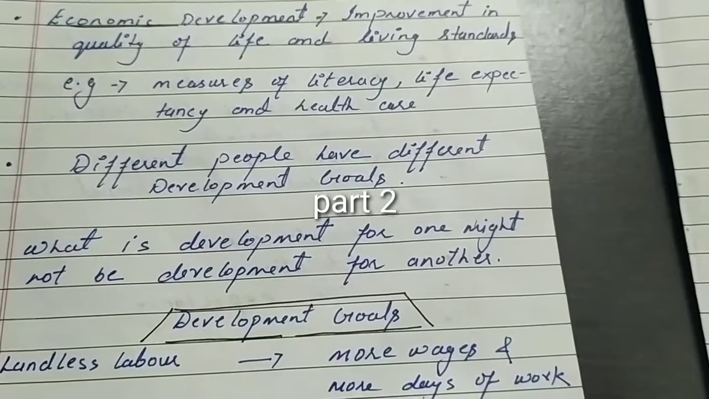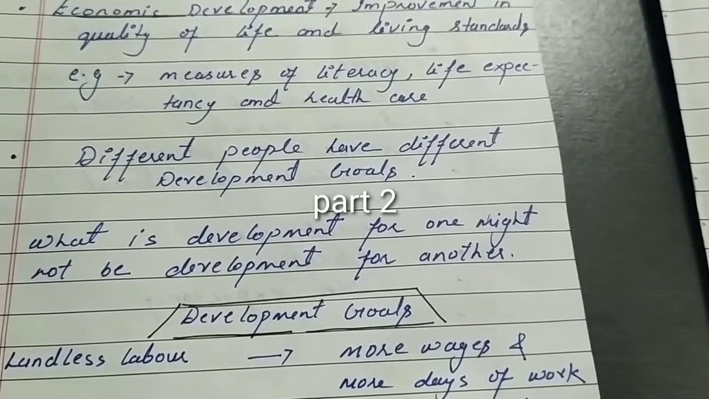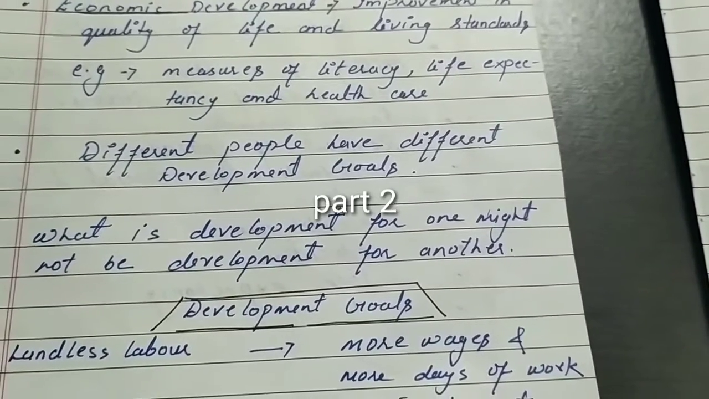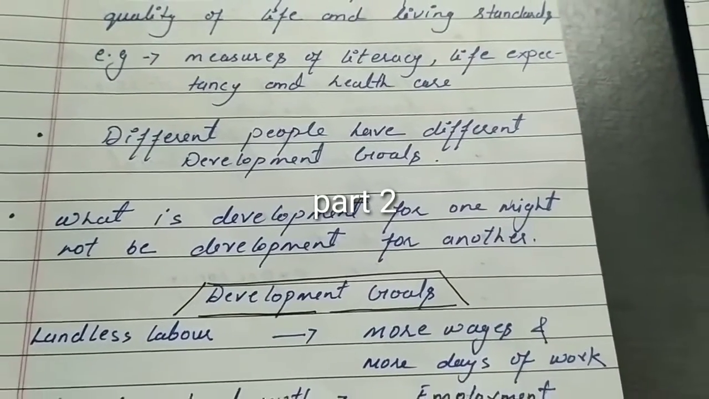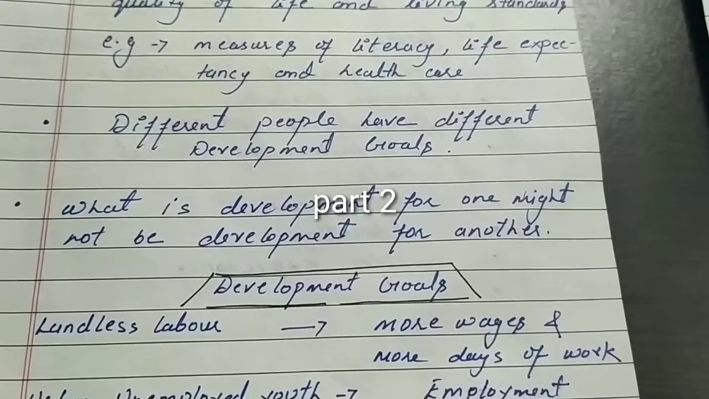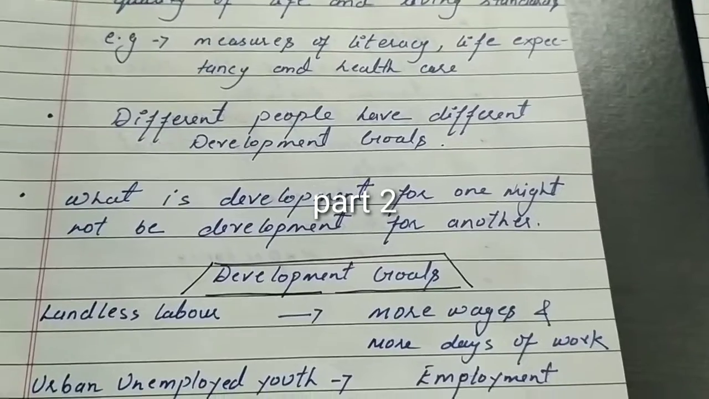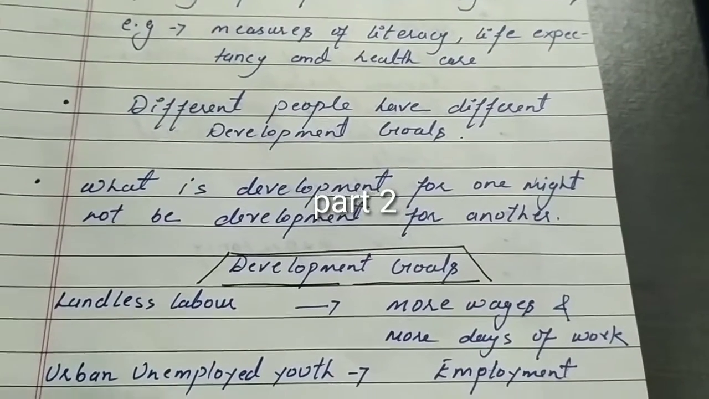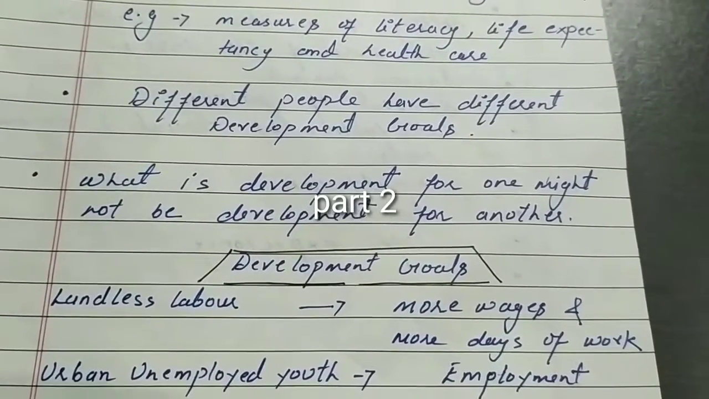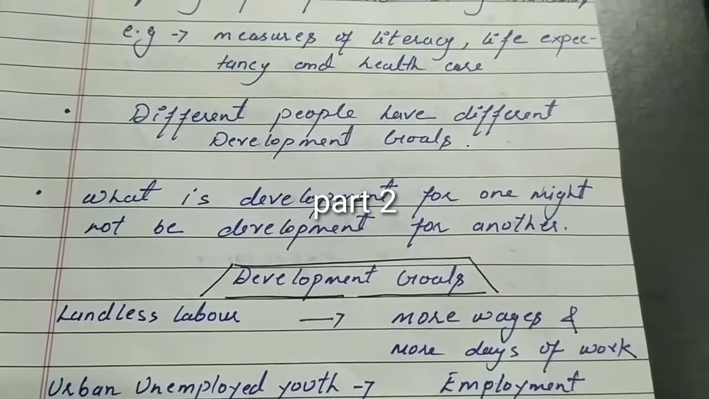Okay, now different persons can have different developmental goals. What may be development for one may not be development for the other. It may be destructive for the other. So here, let's take some examples. For a landless labor, the definition of development may be that he will get more wages and more days of work. For an urban unemployed youth, employment is the development. For you, as a student, getting good marks in your 10th is your development.